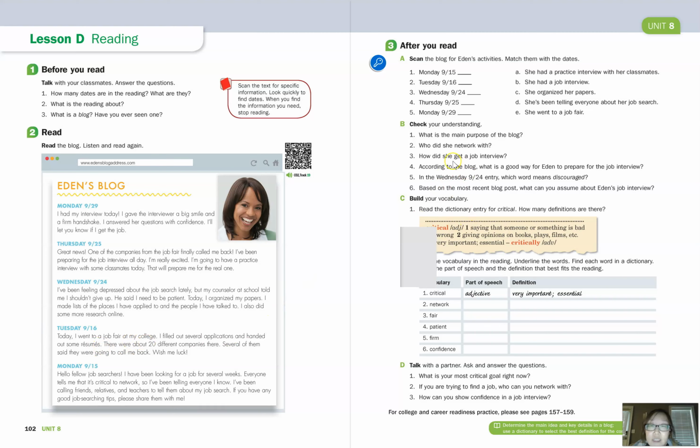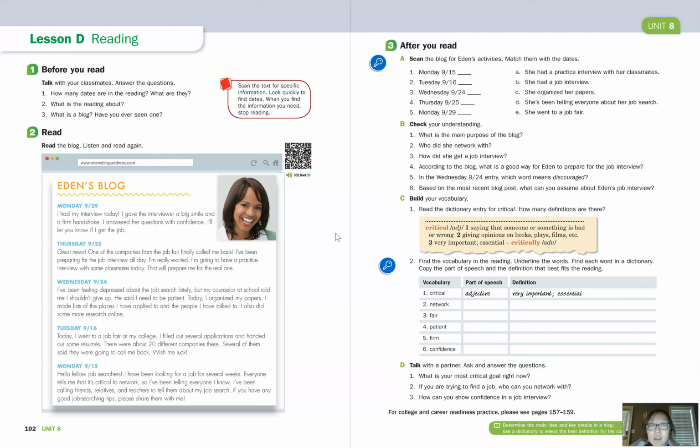Or you can restate, oops, I don't know what happened here. Okay, there we go. You can restate the question and you can say she got a job interview by going to a job fair at her college.